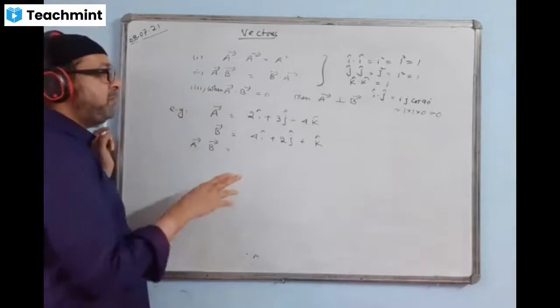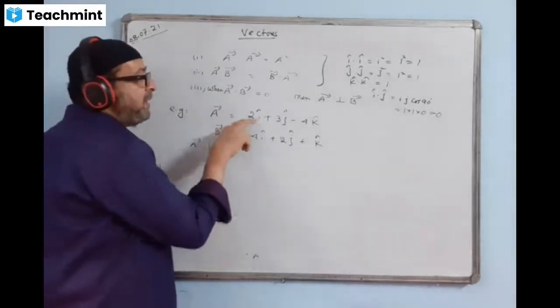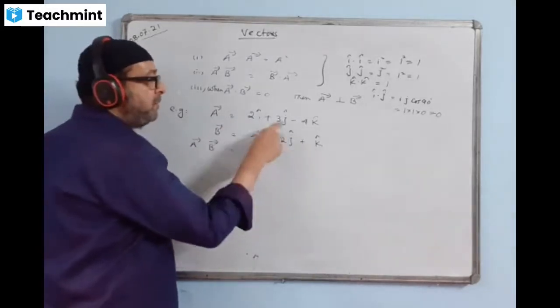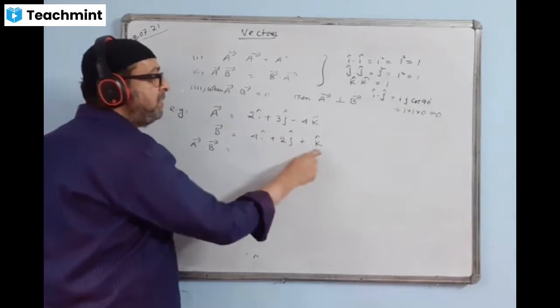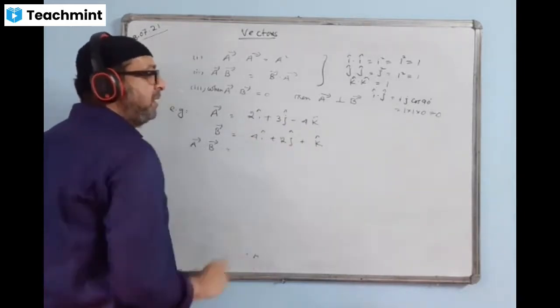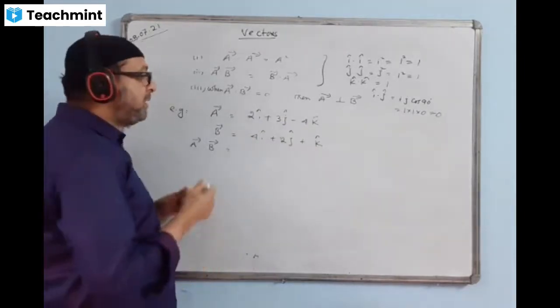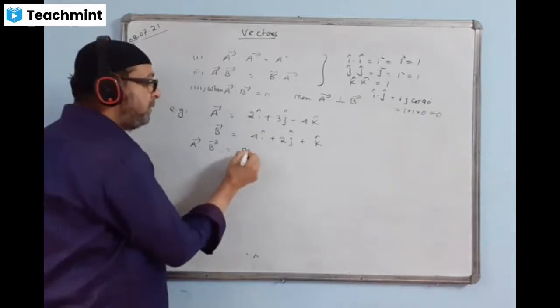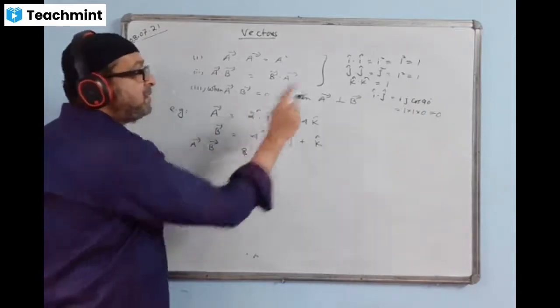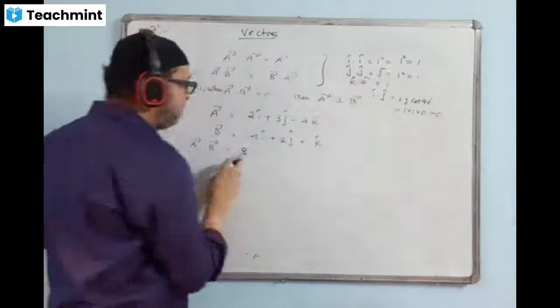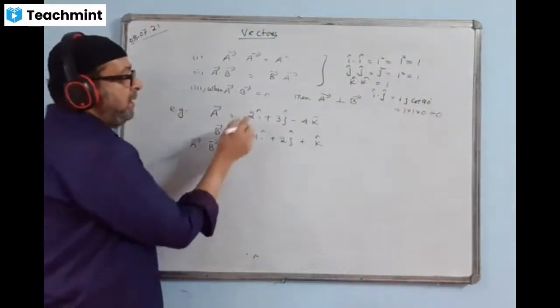Now I'll show you this way. 2i we will take and multiply with everything. 3j we will take and multiply with everything. 4k I will take and multiply with everything. But we know, let us multiply. 2 4s are 8. I dot I gives answer 1. So it remains 8 only.